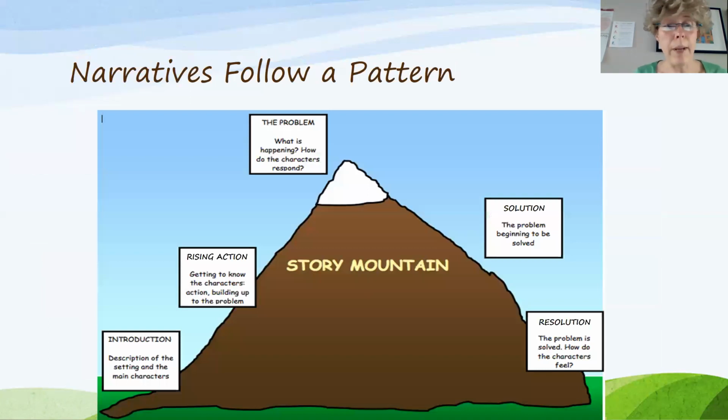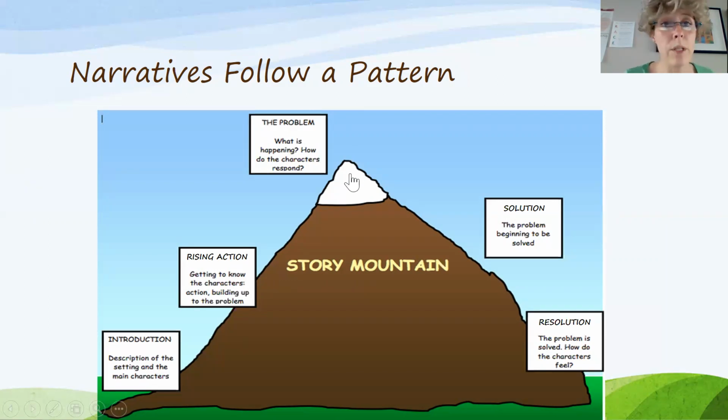So narratives follow a pattern. There's a beginning of the narrative, and that's where you're kind of introducing who are the characters, where is it taking place, what's going on. You get to know the people. And then as you get to know the people, you get to figure out, ooh, what's going on in the story. And that's the rising action. You're starting to figure out, hey, there's something going on. Maybe there's a problem in this story. And your action is building up to that problem.